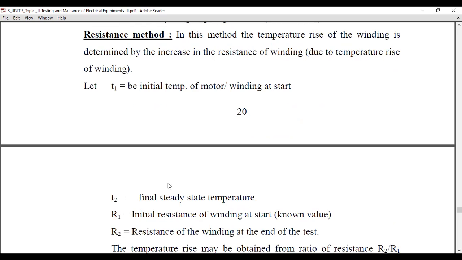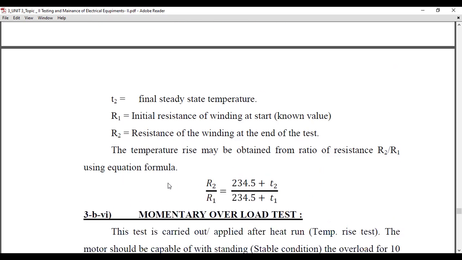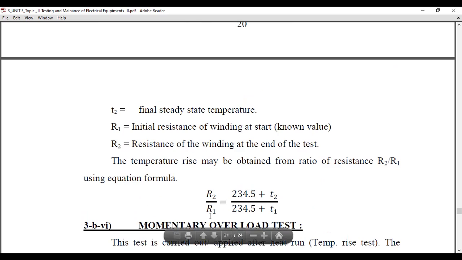In this method, the temperature rise of a winding is determined by the increase of resistance of the winding. Here we consider T1 as the initial temperature of the winding at the start, and T2 as the final steady state temperature. R1 is the initial resistance of the winding at start, and R2 is the resistance of the winding at the end of the test. Basically, we follow this formula: R2 upon R1 is equal to (234.5 plus T2) upon (234.5 plus T1).